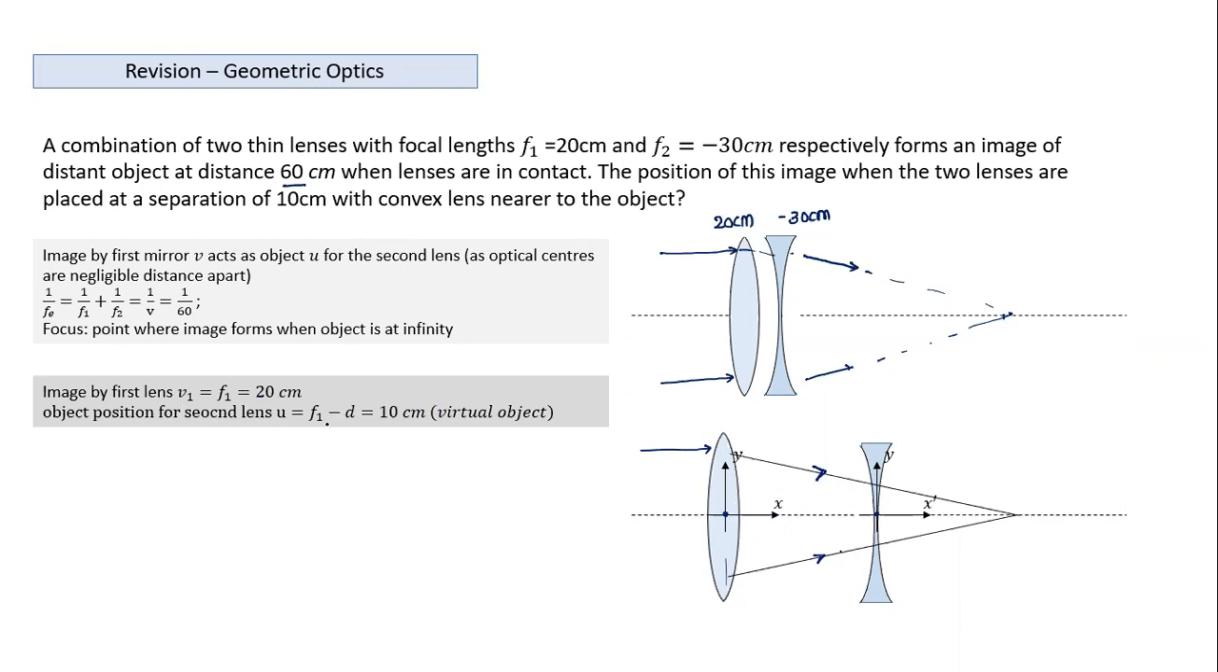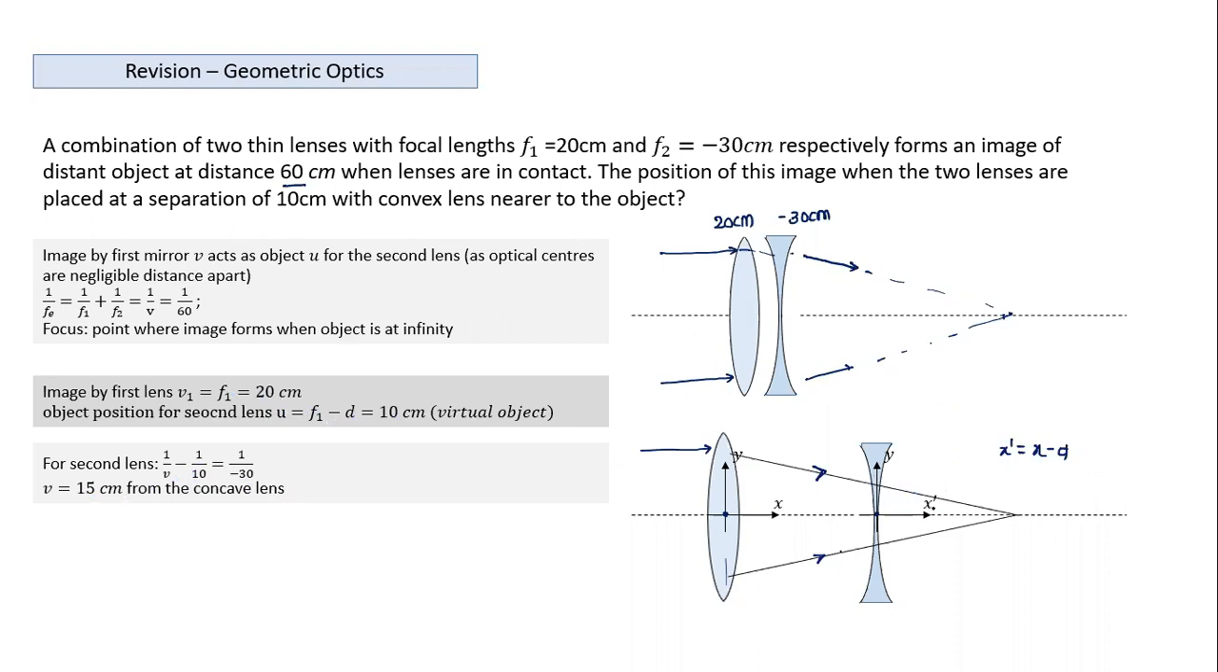If I write in general terms, we know whenever we shift the axis like this, x dash will be equal to x minus the distance d. In a similar way, it will always be v1 minus d, and v1 here is f1, so f1 minus d, 10 centimeter, and it will be a virtual object. Once we know the value of u is plus 10 centimeter, we substitute here, and we find v is equal to 15.